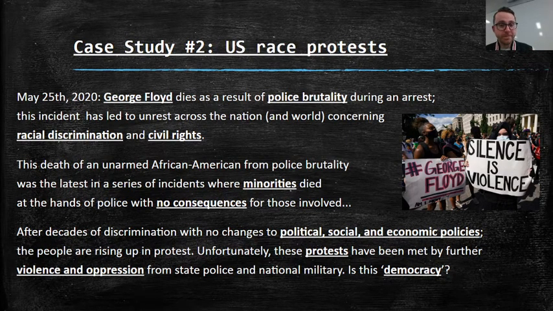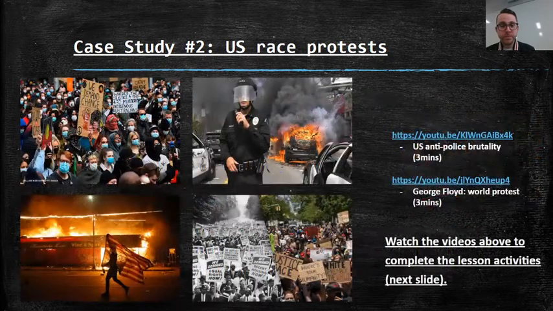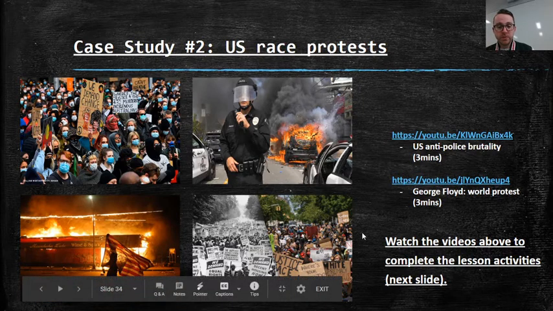Is that democracy? The features of democracy we discussed in our previous lesson, looking at Australia, being inclusive, supportive, equality, etc. Is any of that really democracy? No, I wouldn't say so. Those photos don't scream democracy to me. You've got one from the Australian protests, I think that was in Melbourne, Fed Square. You've got a police car burning in the background. I quite like that photo there. That's very artistic.